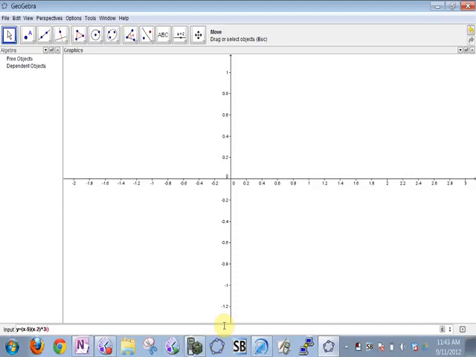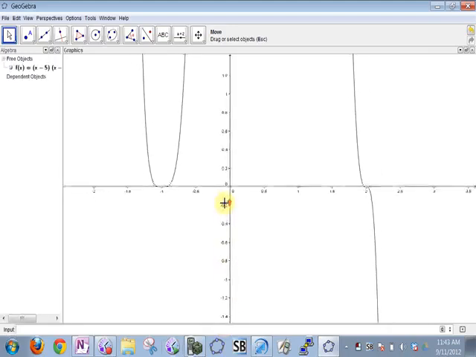Where else would you like this thing to have an x-intercept? -1. Would you like that one to be repeated? How many times? 4. Okay, so we hit enter. This is what we get.